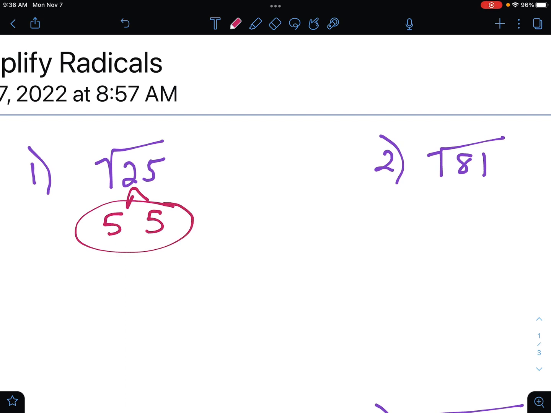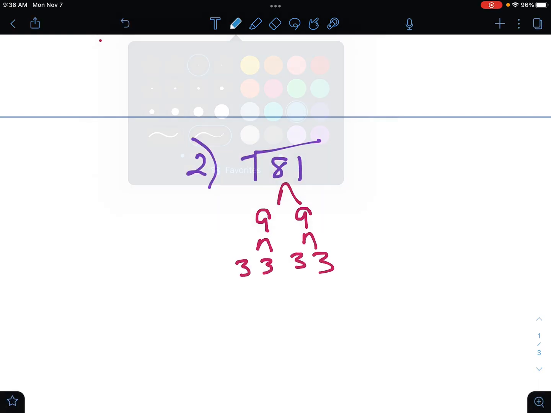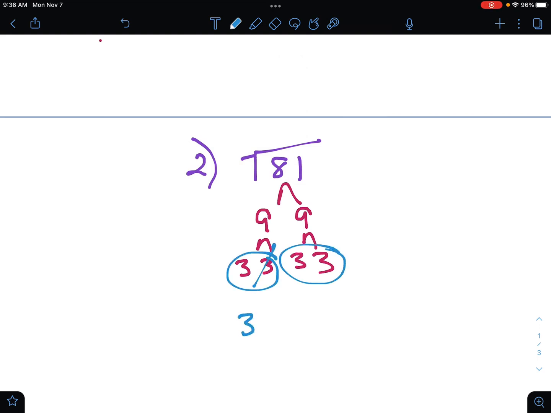So we would circle that group of 2, and for each group, 1 comes out to get that answer of 5. So let's look at number 2. On number 2, we have 81. Well, a lot of us know that the square root of 81 is 9. What happens if I break it down to its prime factorization? If I break it all the way down, I get 3, 3, 3, and 3. So if I circle those groups of 2, I have a group here and a group here. For each group, 1 comes out to get 3 times 3, which is 9.